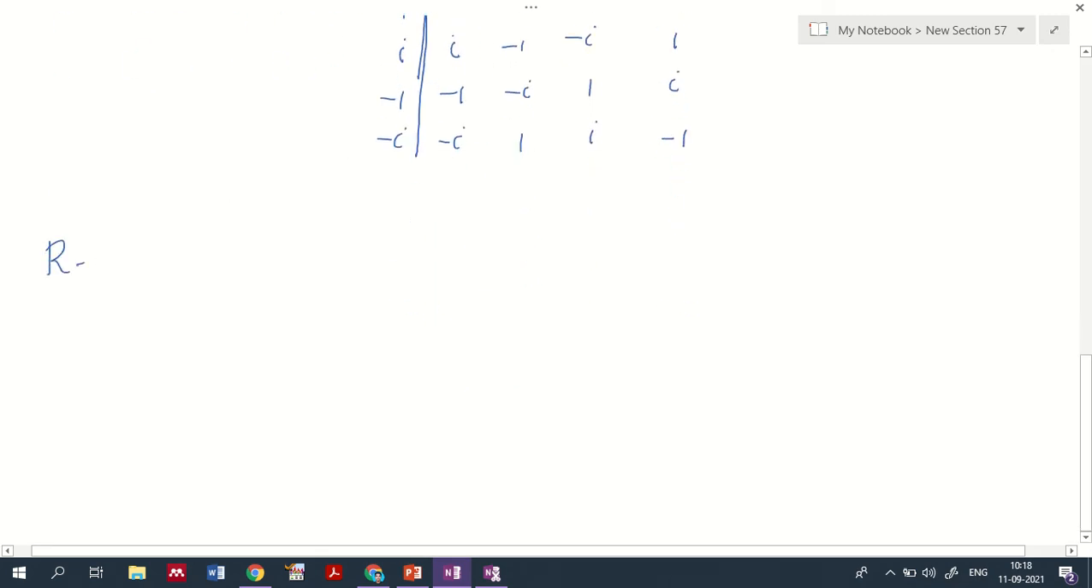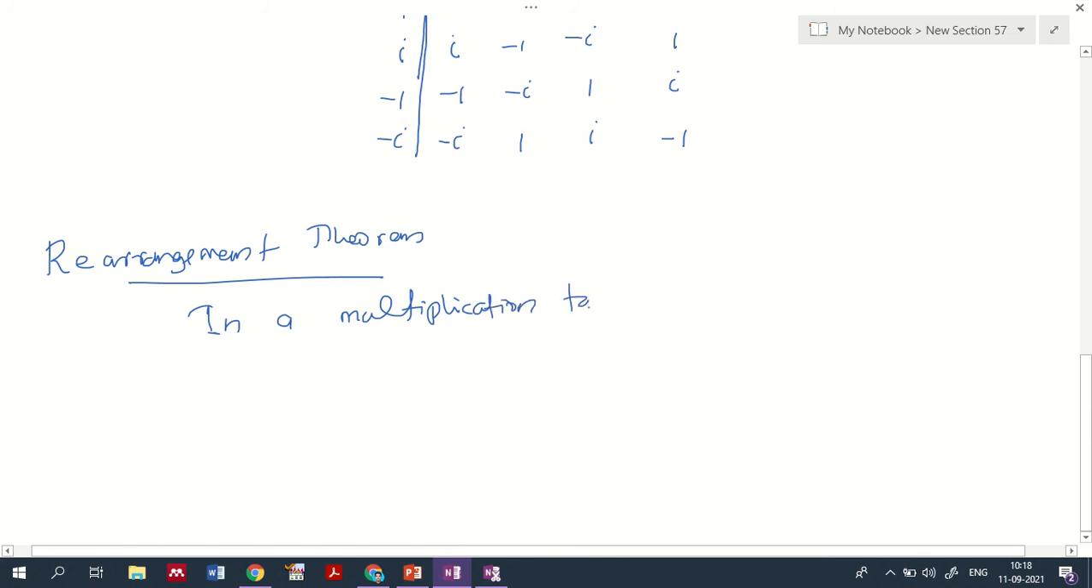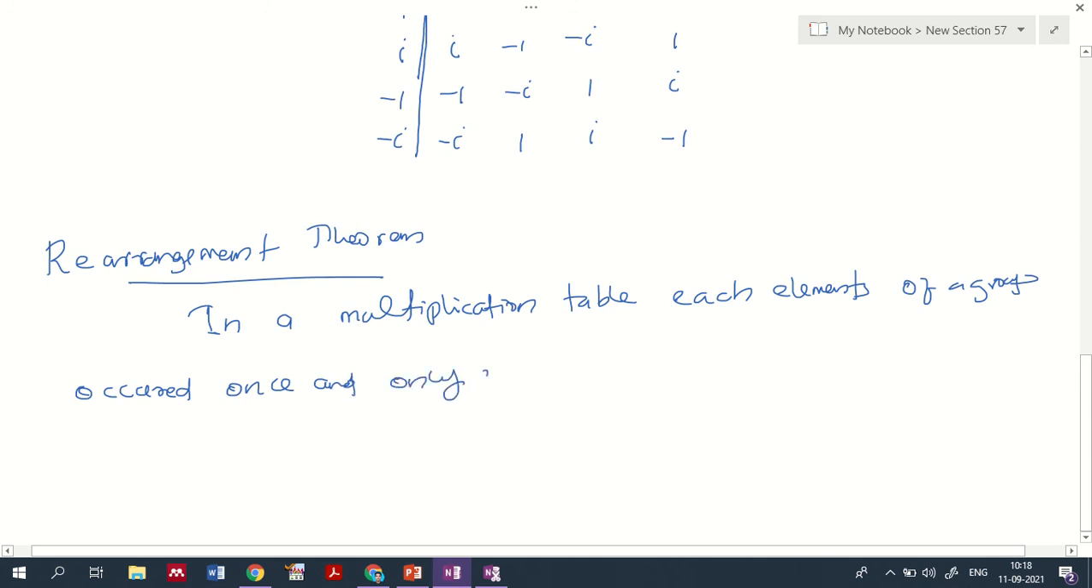Rearrangement theorem is saying that in a multiplication table, each element of a group occurred once and only once in each column or row, and that's what the rearrangement theorem is saying. That is, in a multiplication table, each element of the group occurred once and only once in each column and row. That's what we observed in the above cases, right?